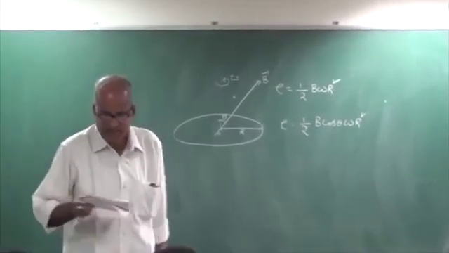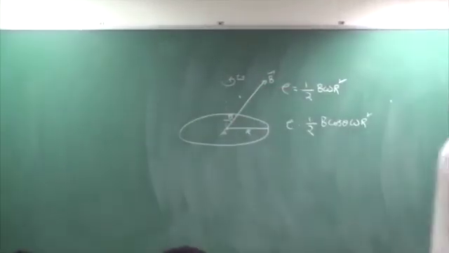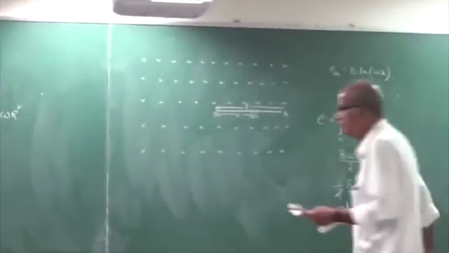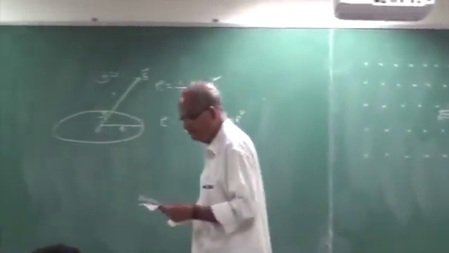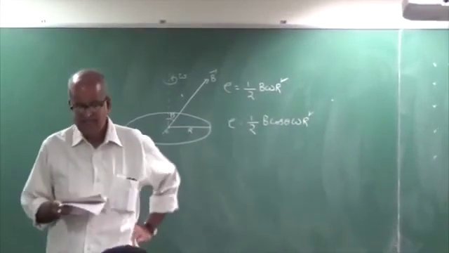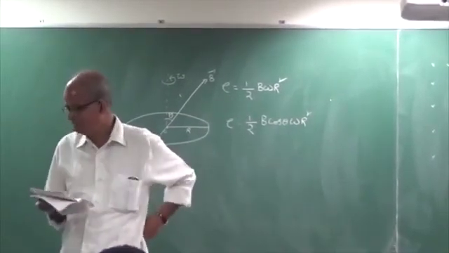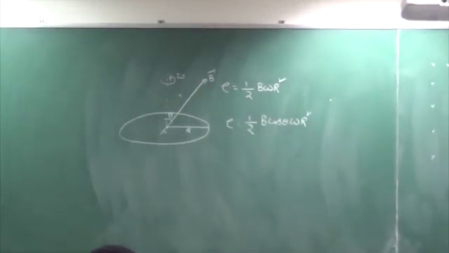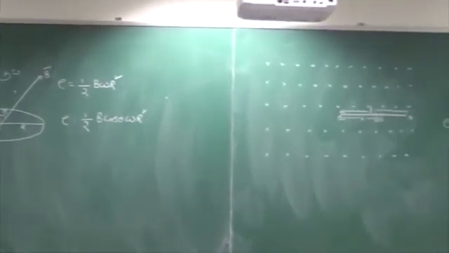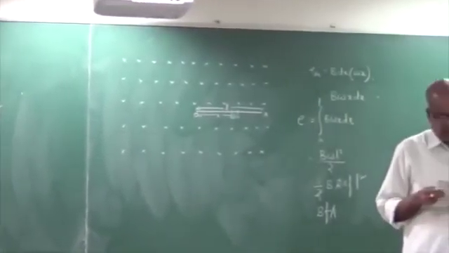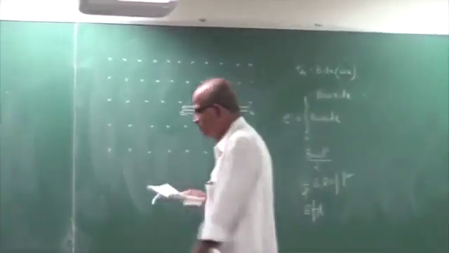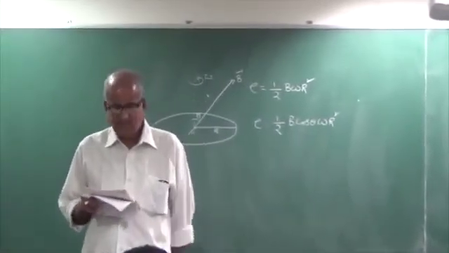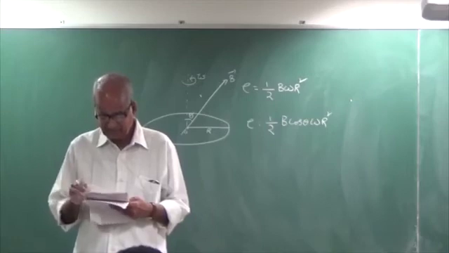A bar of length 0.8 meters is moving to the right with a velocity of 500 meters per second in a magnetic field of 0.3 Tesla directed into the paper.